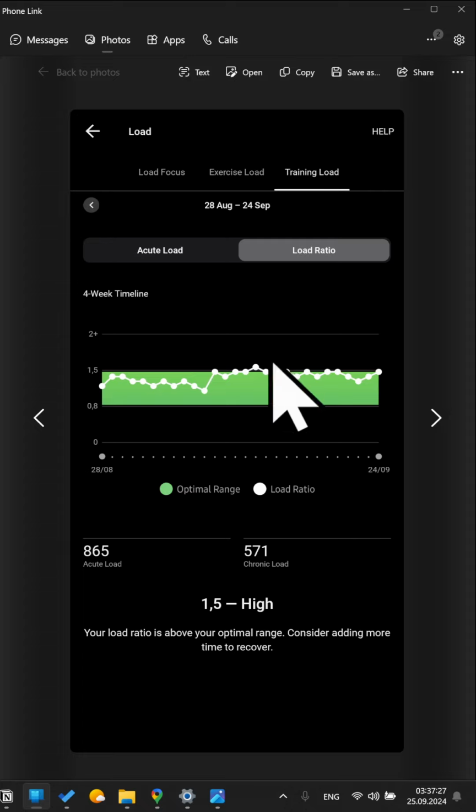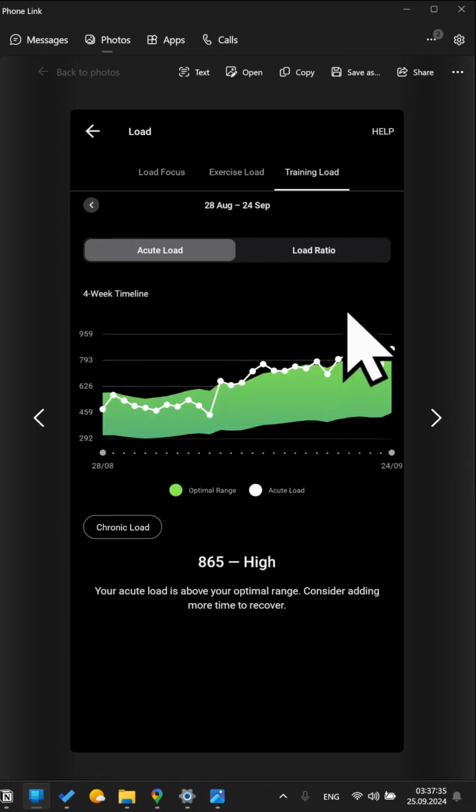In Garmin Connect, the training load is split into two different ones. The first one is the acute load, and then we also have the load ratio. Now, why are there two different ones? So first of all, the acute load is absolute.